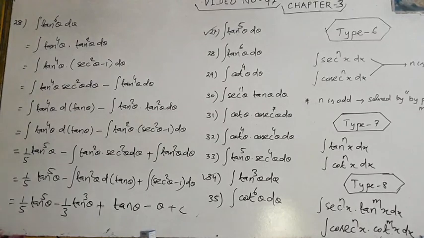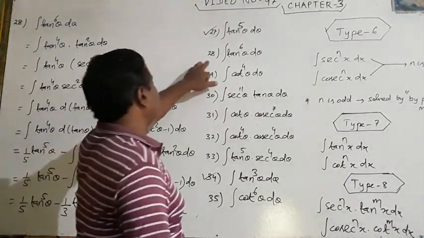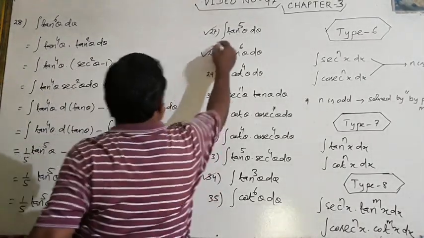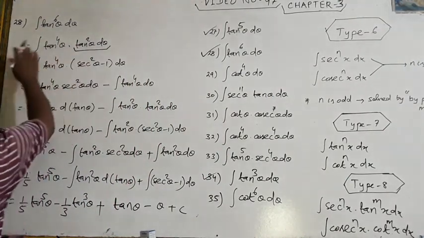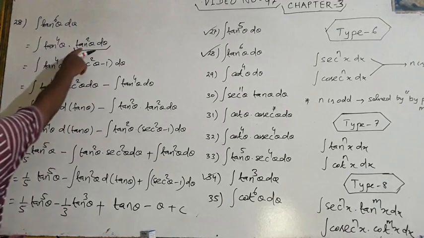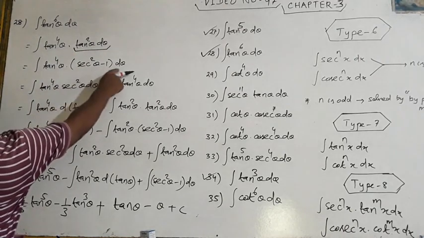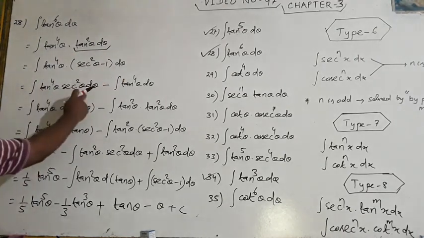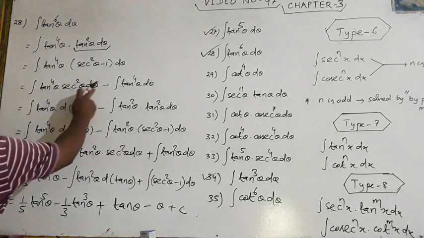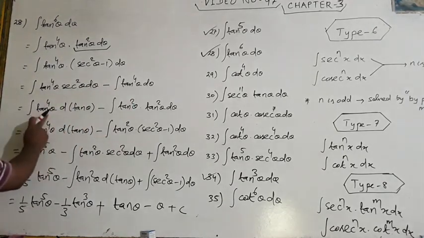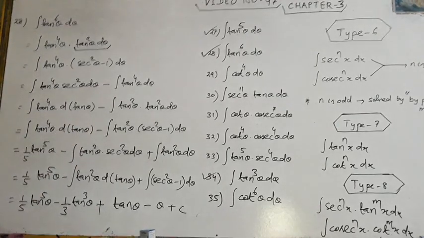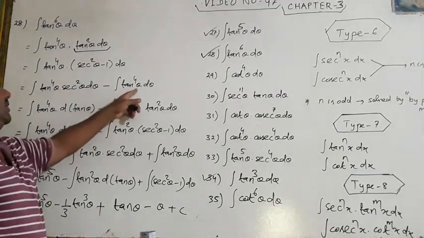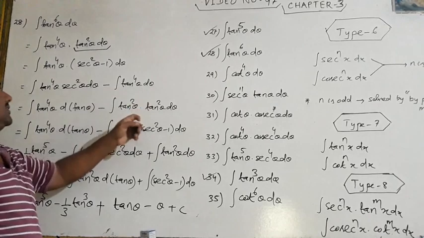Now look at this problem. It is tan power 6. Similarly, you have to do tan square this side, then tan fourth. Tan fourth, you have to break as sec square theta minus 1. Multiply this: tan fourth sec square theta minus tan fourth. It is tan fourth, sec square theta d theta is derivative of tan theta, and minus this tan fourth theta.